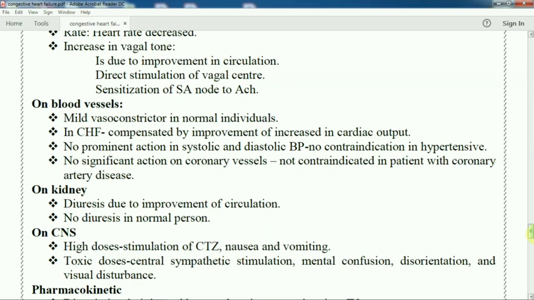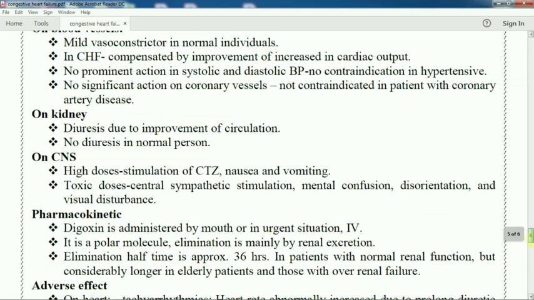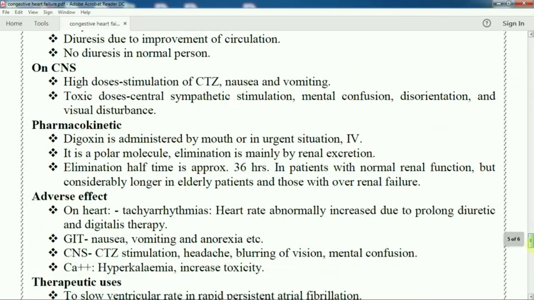On the kidney, diuresis occurs due to improvement of circulation. On the central nervous system, high doses stimulate the chemoreceptor trigger zone, causing nausea and vomiting. Then pharmacokinetics: digoxin is administered by mouth, or in urgent situations by IV doses.